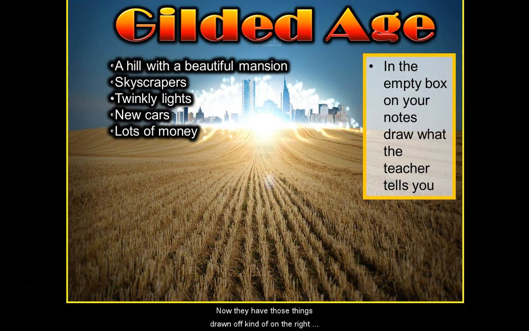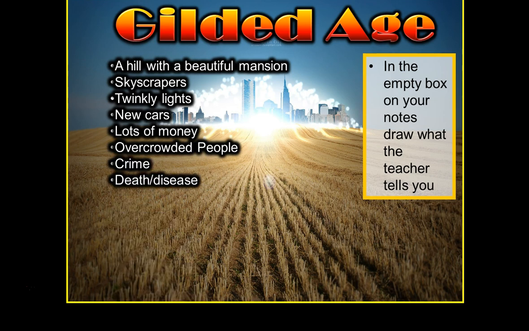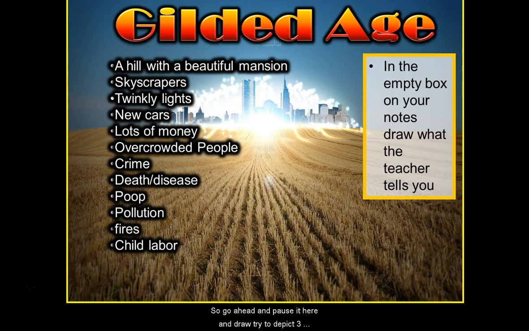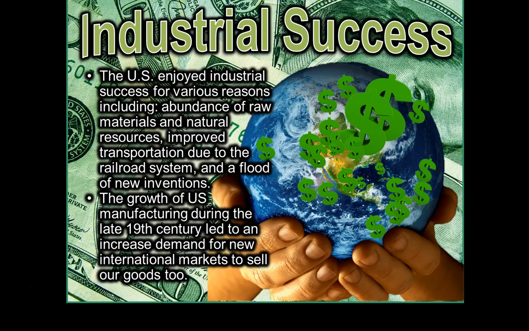Okay, now that you have those things drawn, on the right-hand side, behind the mansion and the skyscrapers and the cars and the money and the lights, I want you to draw these things. Crowded people, crime, death and disease, and of course human excrement. Pollution that comes from often not having good sanitation, and fires. And of course, exploiting of children. So go ahead and pause it here and try to depict three or more of these things on the right-hand side as well. This is what we mean by the Gilded Age. It's kind of what people see and what's behind what people see are two different things.